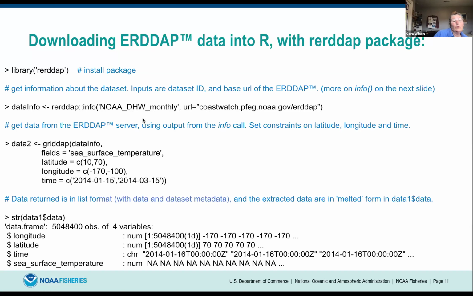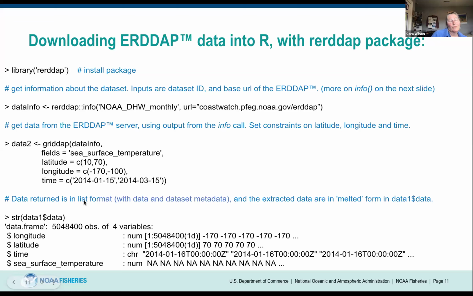And then using the griddap function, and again, this is from the rerddap package, you basically say the field that you want, and you give the latitude and longitude constraints and the time constraints. What this will return to you is a chunk of data. In the command here, you can see I'm asking to see what's in that data that was just returned.